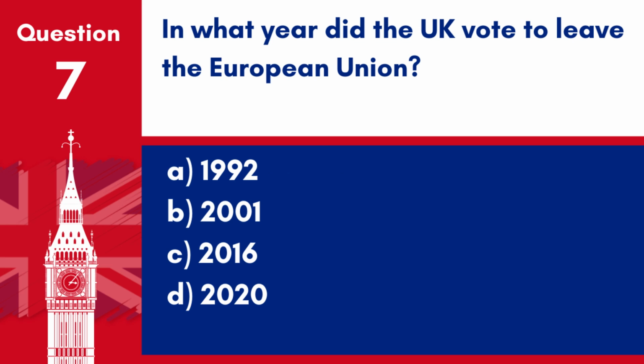Question 7. In what year did the UK vote to leave the European Union? A. 1992, B. 2001, C. 2016, D. 2020. Answer: C. 2016. The United Kingdom voted to leave the European Union in a historic referendum in June 2016.